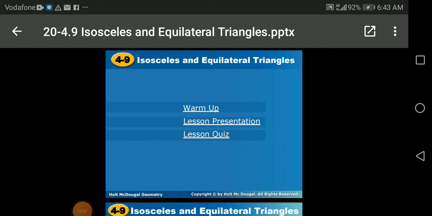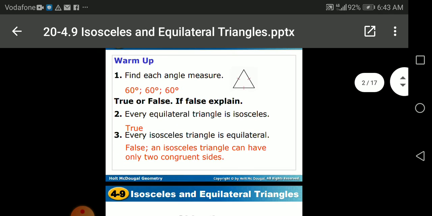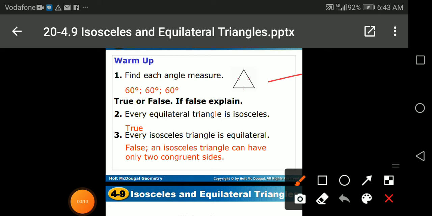I hope you're fine. Today we're going to have isosceles and equilateral triangles. Okay, first of all, can you see in this triangle I have three sides that are equal? So this is an equilateral triangle. When I have an equilateral triangle, therefore the three angles are equal.